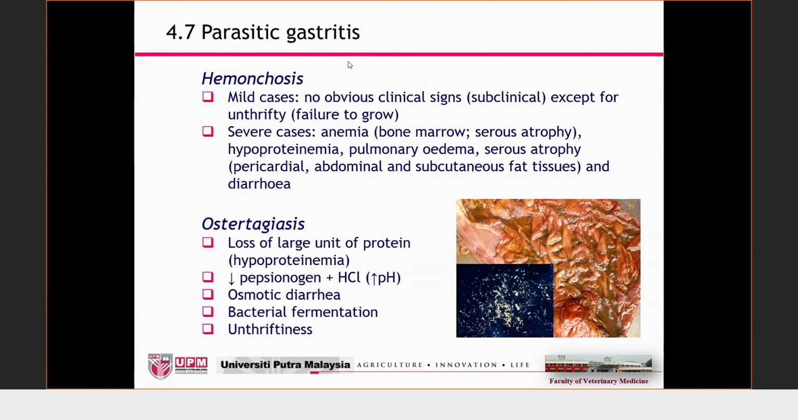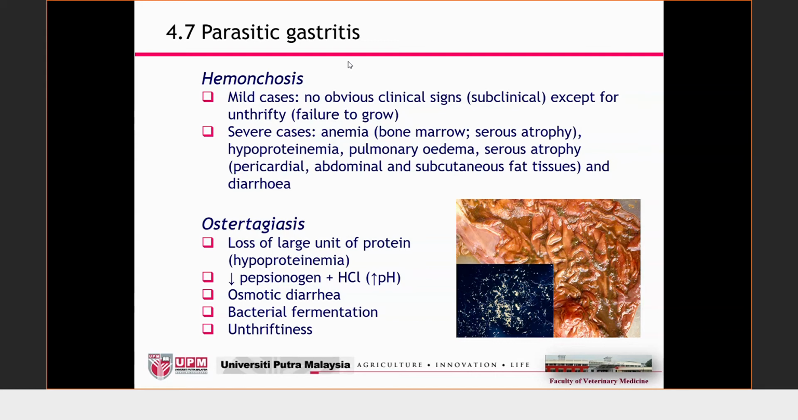Any questions before we take maybe a 5-minute break, then we continue for the next one? The intestine topic is a bit longer than the other lectures. Class, any questions so far?